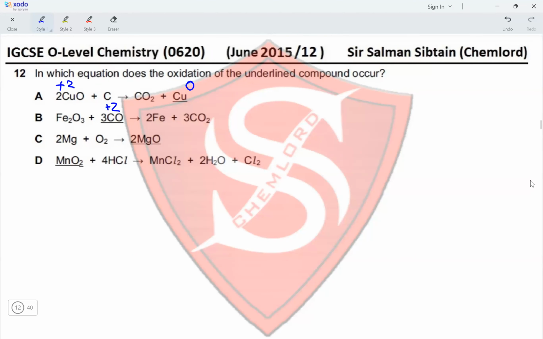In B, we've got carbon monoxide with carbon having an oxidation state of +2. And in carbon dioxide, carbon has an oxidation state of +4. So +2 to +4 is loss of electrons, which is oxidation.